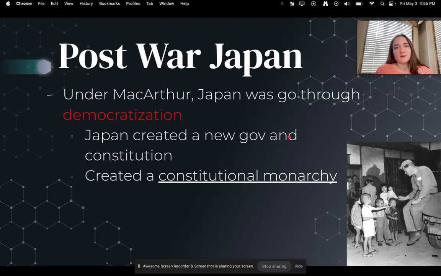So under MacArthur, Japan was also going through something called democratization. That's where Japan would create a new government and a constitution. And they created a constitutional monarchy.